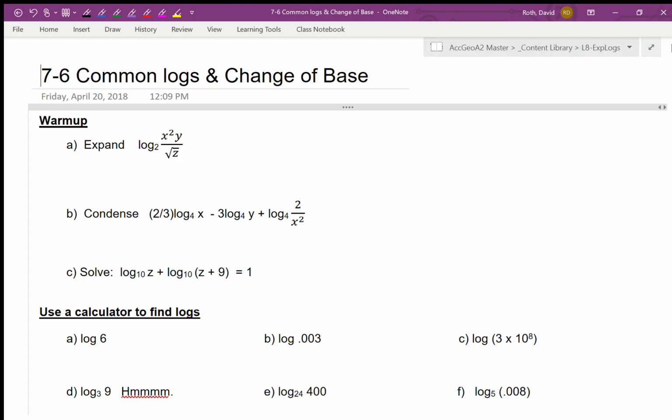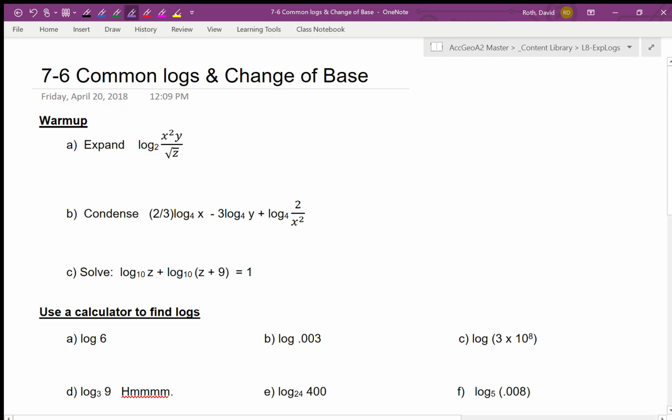Hello, everybody. It's time for common logs and change of bases. A big day. It's kind of like a good way to solve logarithms. So we'll get into it.